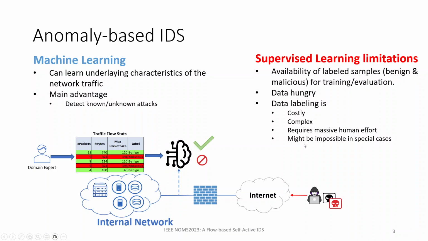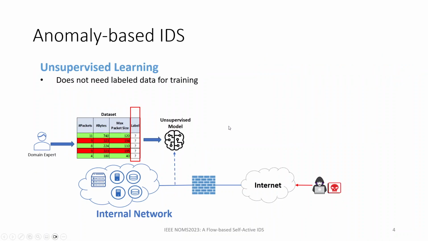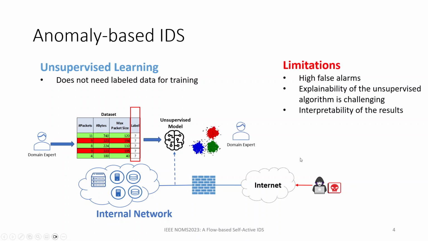So, what should we do to train this model? Maybe you would say, okay, we can use unsupervised learning, which does not need labeled data for training. So we just feed the model the data without labels, hoping that it can detect the malicious activity. However, we also face some limitations with unsupervised learning, which is famous for high false alarm generation.